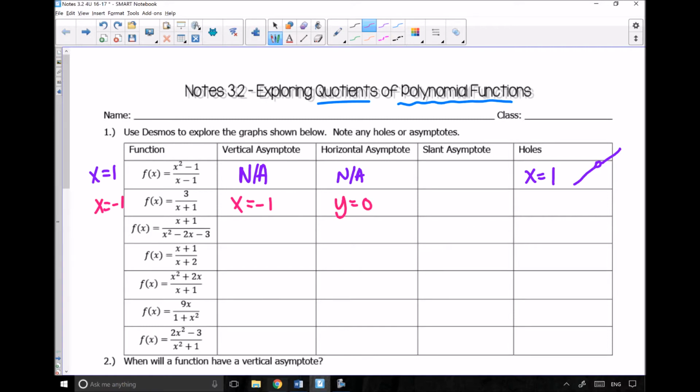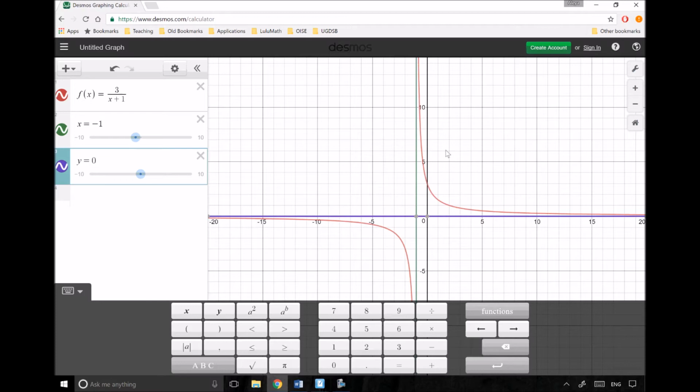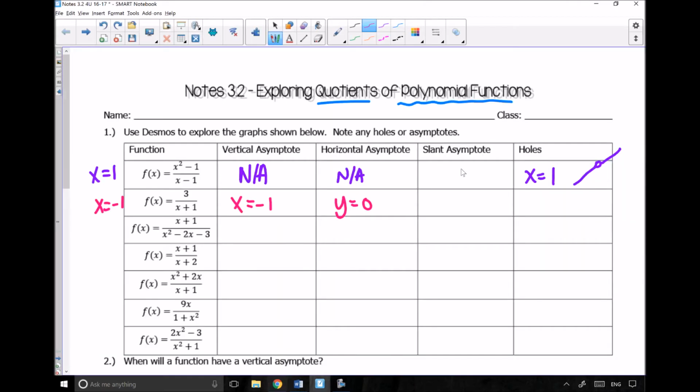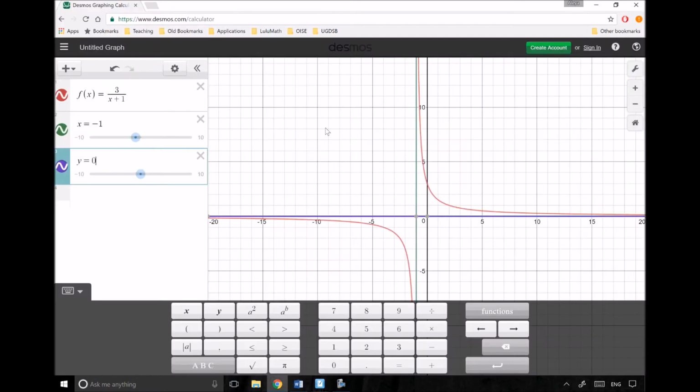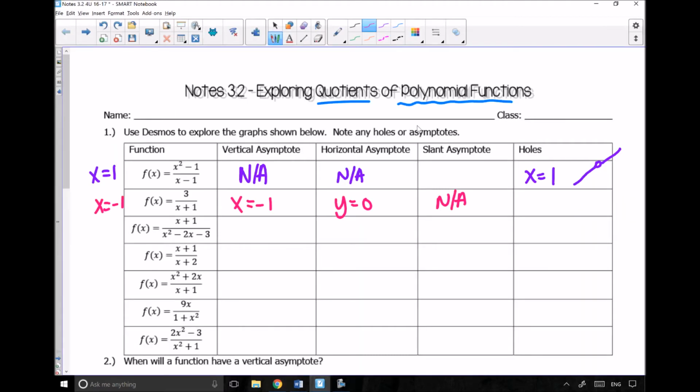It doesn't have a slant asymptote because it's not approaching a slanted line. So my graph here does not have a slant asymptote. And there are no holes, because where we could possibly have a hole at x equals -1, we actually have an entire asymptote, so there's no way that we can have a hole there. So we'll say that there is no hole right here.